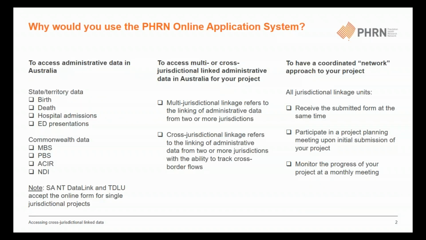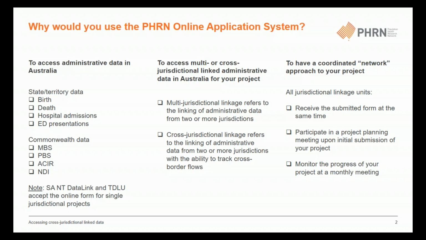So, why would you use the PHRN online application system? The first thing, you'd use it to access administrative data in Australia. So to find out what data is available, you can go to the PHRN website and click on the For Researchers section and choose the data collections available from the drop-down menu. And you can search for what administrative data is available by data set and also by jurisdiction.